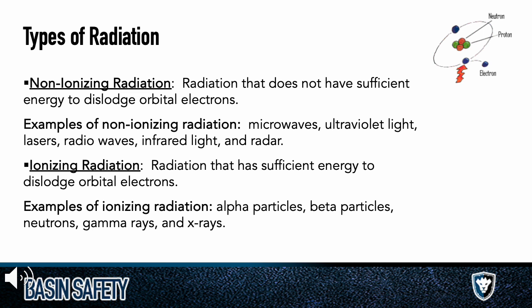Then we have ionizing radiation, radiation that has sufficient energy to dislodge orbital electrons. Some examples of ionizing radiation would be alpha particles, beta particles, neutrons, gamma rays, and X-rays.